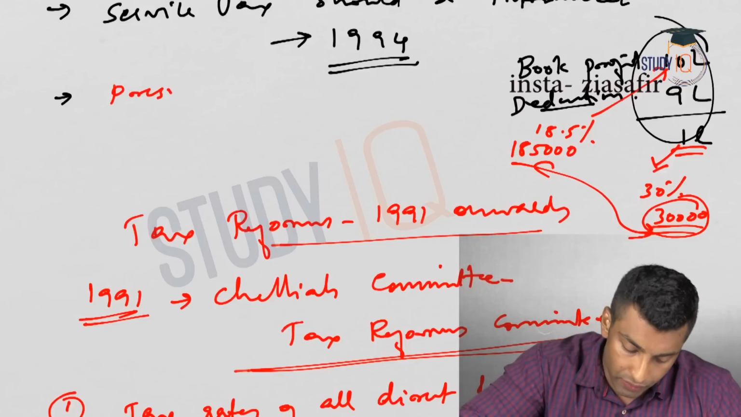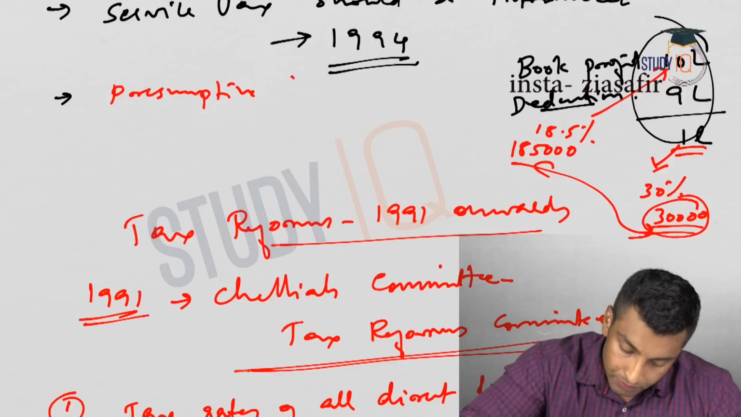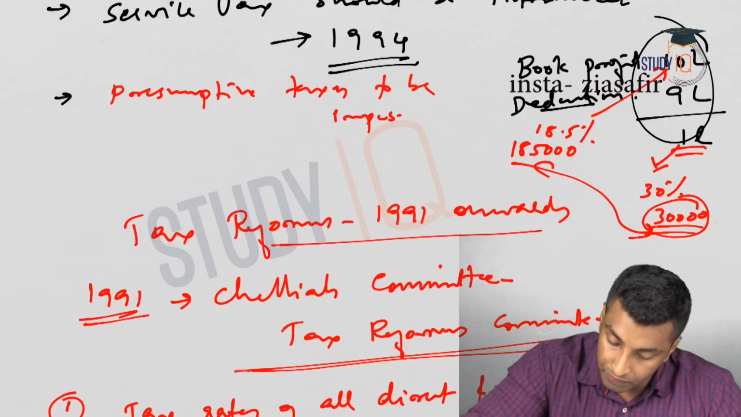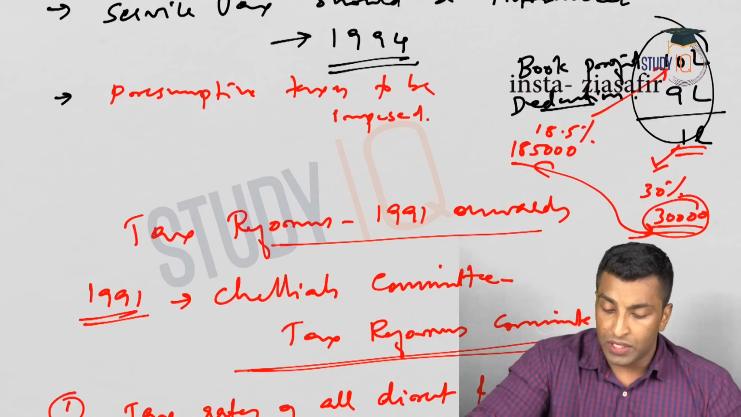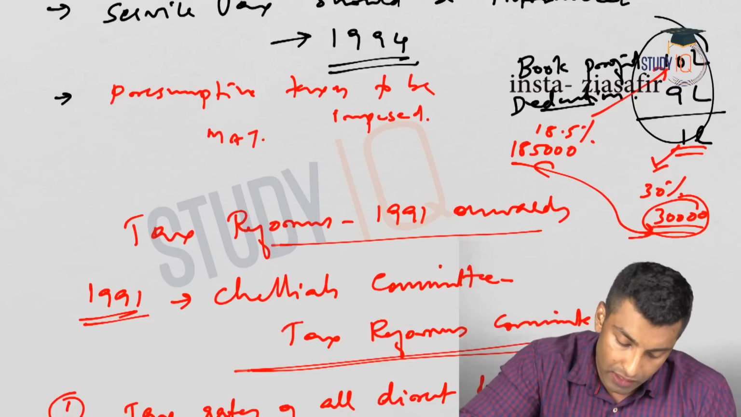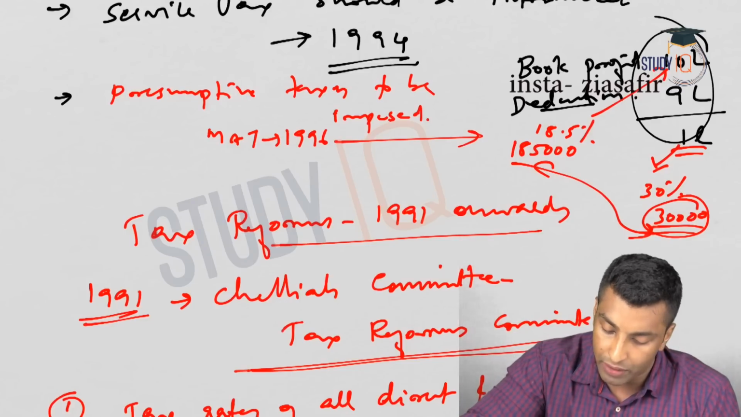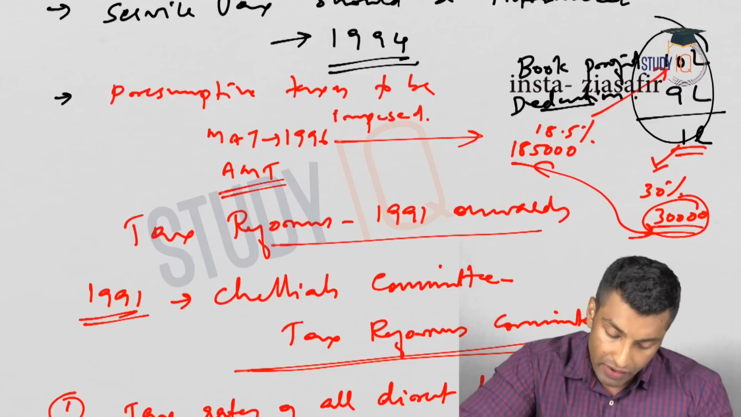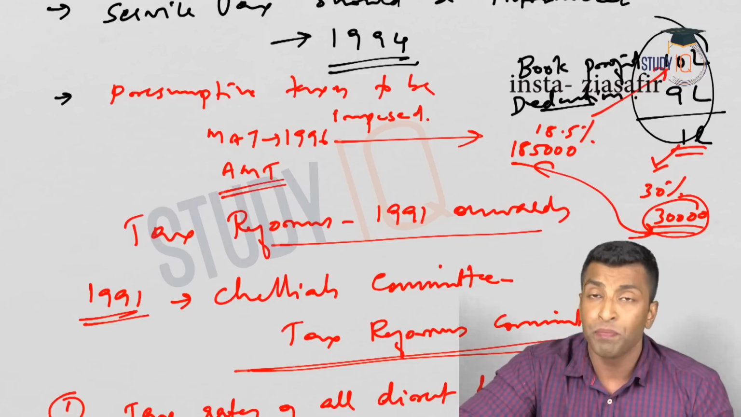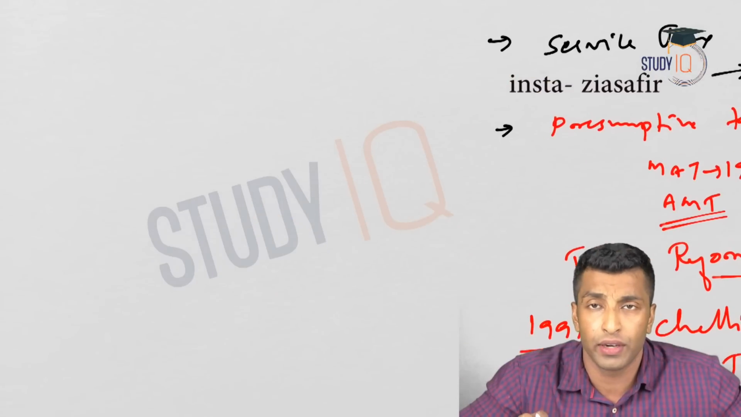We have already discussed that presumptive taxes are to be imposed. Actually, MAT was imposed in 1996, and AMT was also introduced later. AMT is also a presumptive tax.